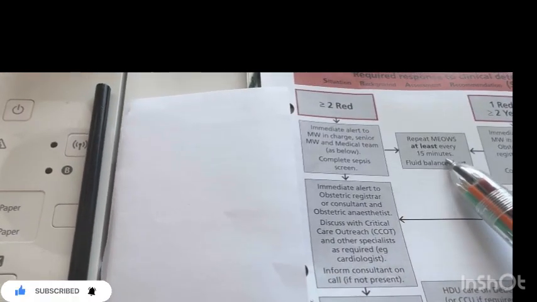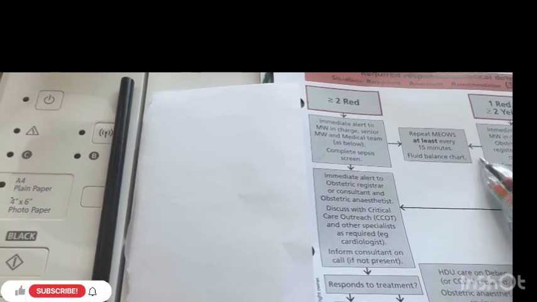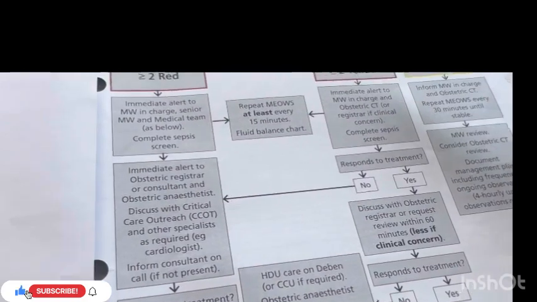And then the frequency is here. Repeat the observations or the MEOWS at least every 15 minutes. Do a fluid balance chart. It also tells you everything you should do. So if the patient, and it's up to here, response to treatment, yes, then you taper it down to 30 minutes. If it is no, you move to this side. So the recommendation is there.